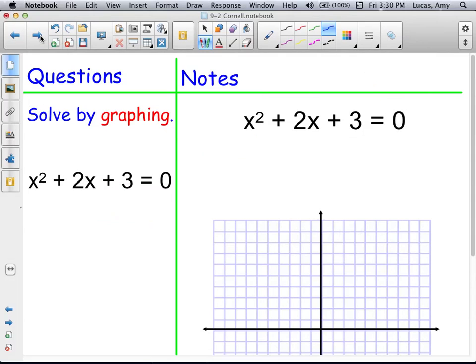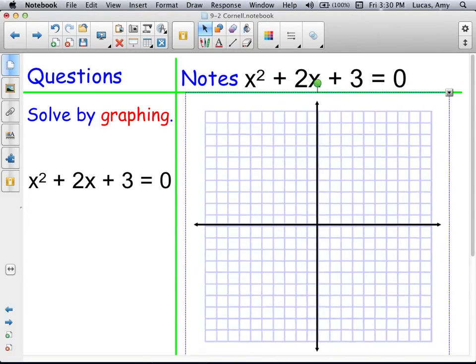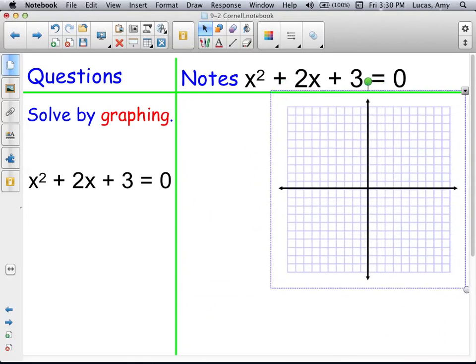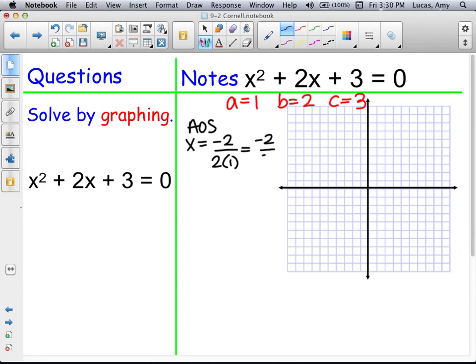All right, example number 3. See if we can do this one with no mistakes. That would be nice. All right. A is 1, B is 2, and C is 3. Axis of symmetry, x equals the opposite of B over 2 times A, -2 divided by 2, so -1.